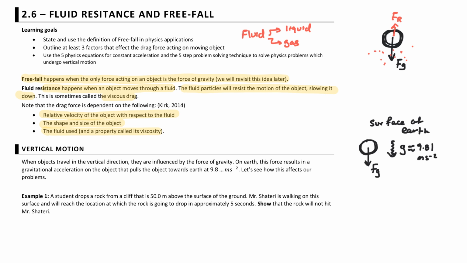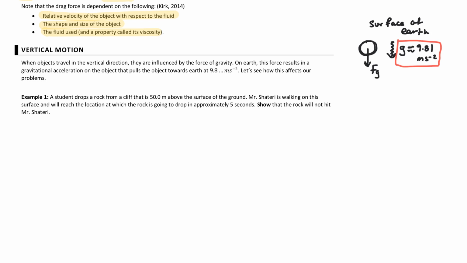And this is just such a common variable that we use the variable g to signify gravitational acceleration for the different objects. And again, around the surface of Earth, it's 9.81, and that's something that you need to keep in mind. All right, so I'm going to shift this up a little bit, and I guess this is what I talked about here. When an object travels in vertical direction, they are influenced by this force called force of gravity. On Earth, this force results in gravitational acceleration on an object that pulls the object towards Earth at 9.8 meters per second squared. We're going to use the 9.81 through our course, and we're going to see how this affects our problems, especially when we're dealing with problems in vertical direction.